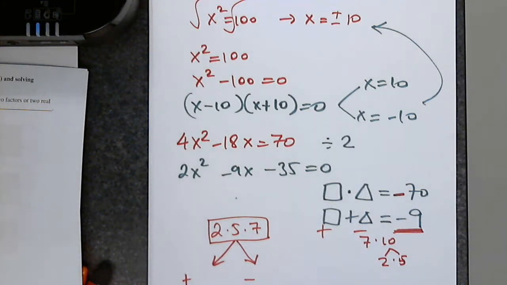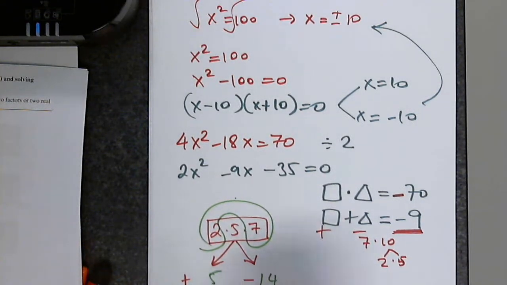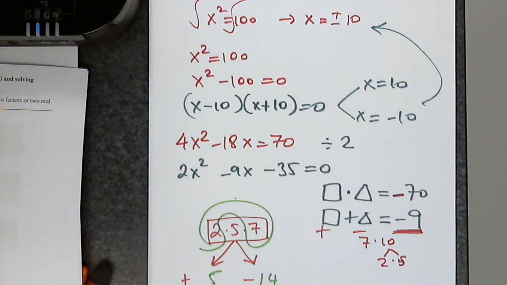So using all these factors, 2, 5, and 7, can we come up with two numbers? And one will make positive and the other one negative, such that when we add them, we get negative 9. Of course. Negative 14 and 5. The product will definitely be negative 70 because I used all factors. It has to be. And their sum is indeed negative 9.